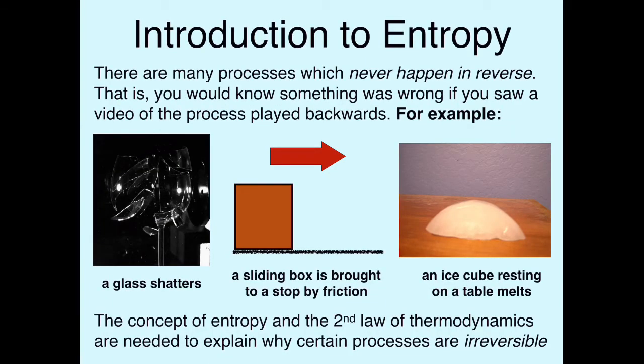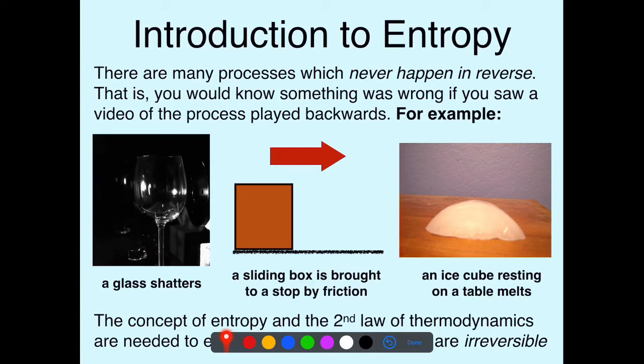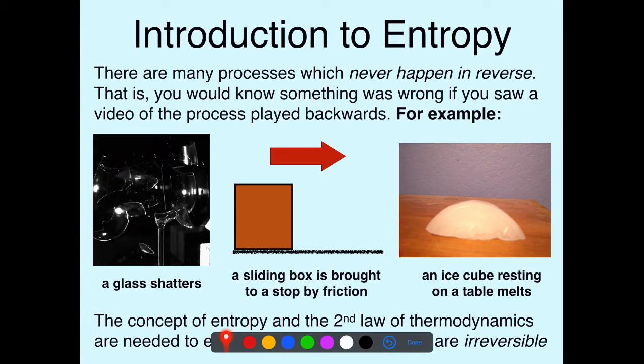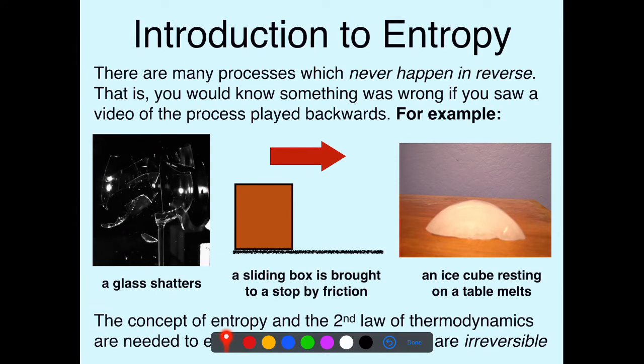Okay, so that brings us to the concept of entropy. Like in the previous example that we looked at, there are many different processes that happen in the real world that never happen in reverse. So they only seem to happen one way, but not the other way. Let me give you some examples. Let's say you have a wine glass and it shatters. So if you watched a video of this happening backwards, where all these shards of glass come together and form an entire wine glass, we would know that something's wrong. We know that's not what happens, okay? So once the glass shatters, it doesn't reassemble itself back into a full wine glass, okay? That doesn't happen in reverse.